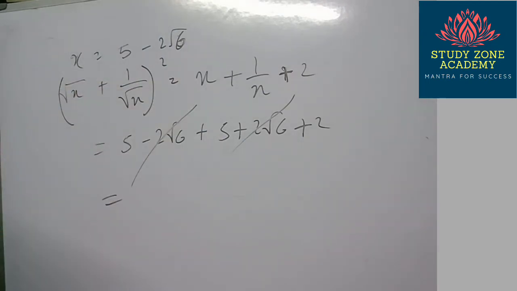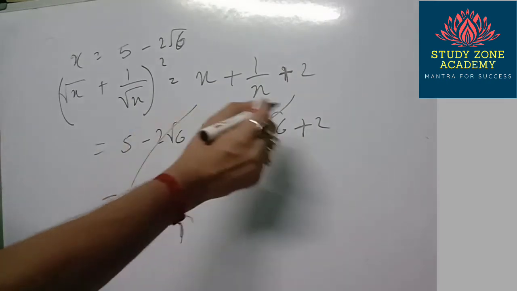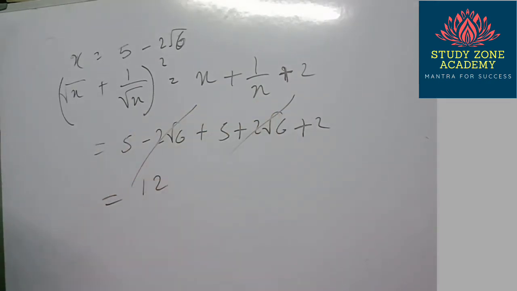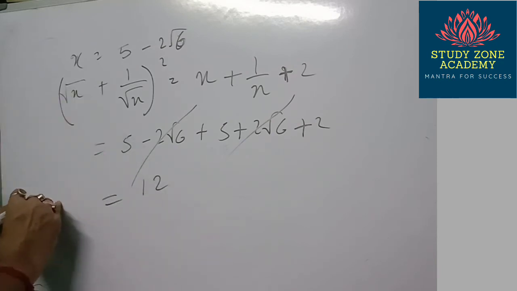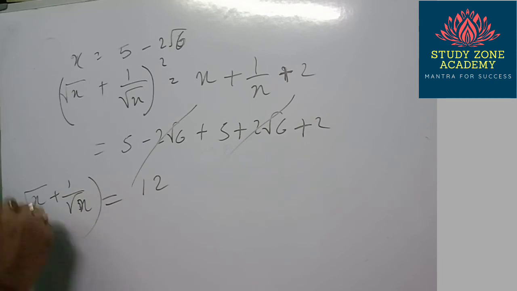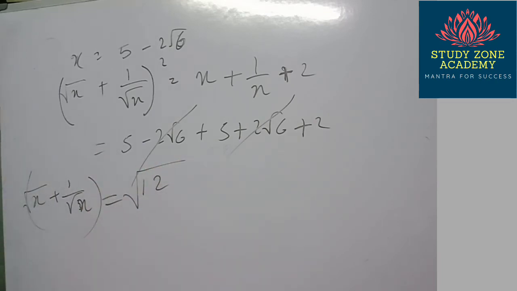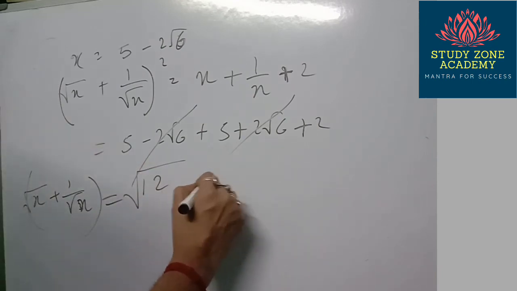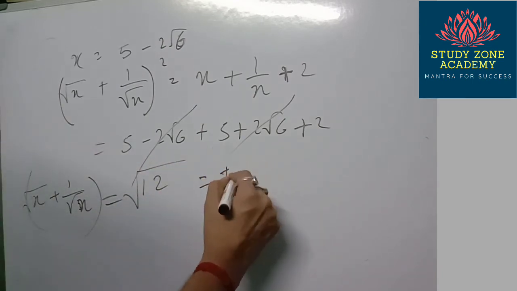A plus b whole square, that is a square plus b square plus 2ab, plus 2 will be 5 plus 5, 10, and it is going to be 12. Clear? Fine. Now let us take the square root on both sides. It will become the square root of x plus 1 by x, so it will be root over 12, and you are going to get the answer as plus minus 2 root 3.